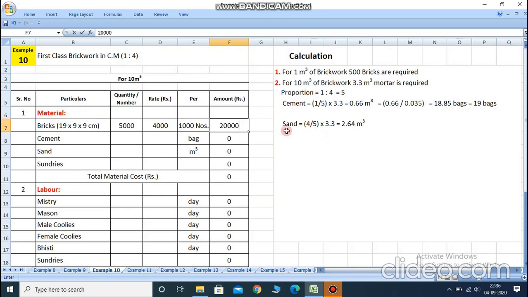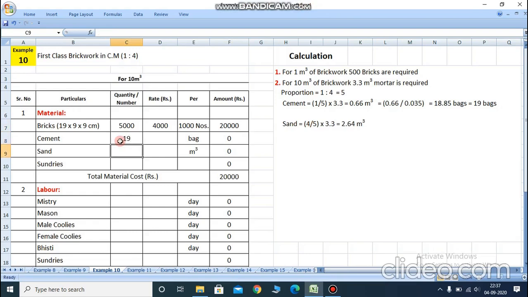Now find out the sand quantity. So here sand is a part of the mortar. So here 4 divided by 5 multiplied by 3.3. So 2.64 meter cube is the sand quantity. So here we write the number of bags required, 19 bags.